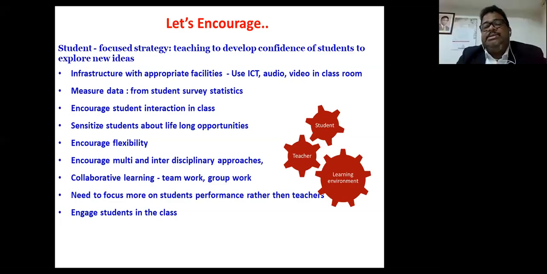And measure data from student survey statistics. This normally happens in most countries abroad. At the end of the week, the month, or the semester, they take a survey of the students. We give feedback at the end of the semester, but for that semester it does not work. It is better to have a survey. It is not a big thing. You just share a Google link with some questions to all students. They don't need to write their name and roll number. You will understand what they want from you. It's a very modern technique, and nowadays we are very familiar with the Google link.